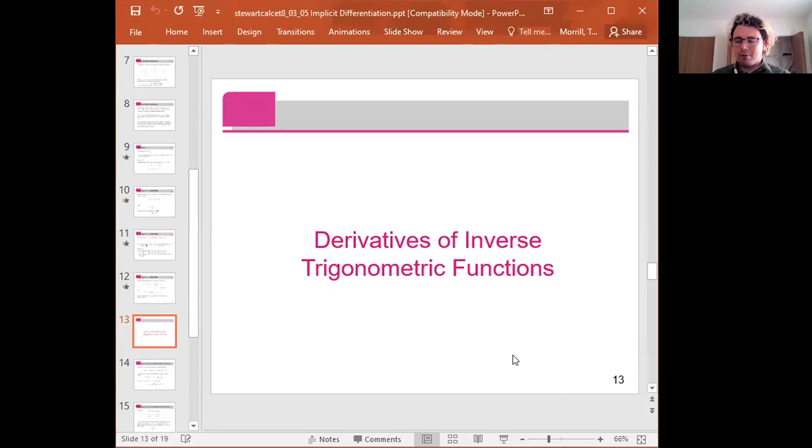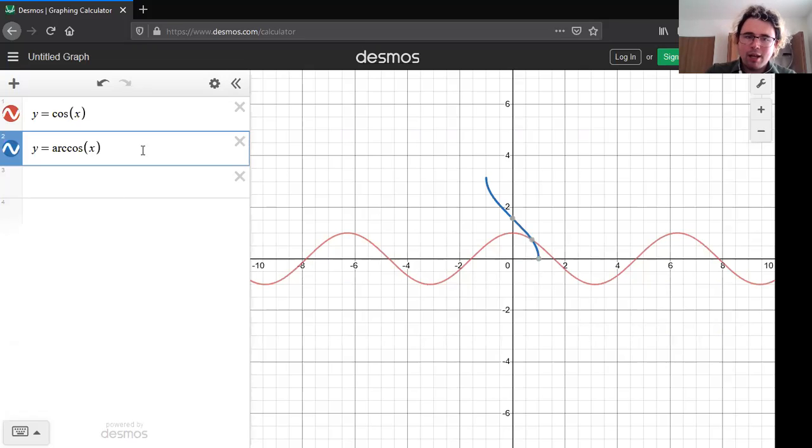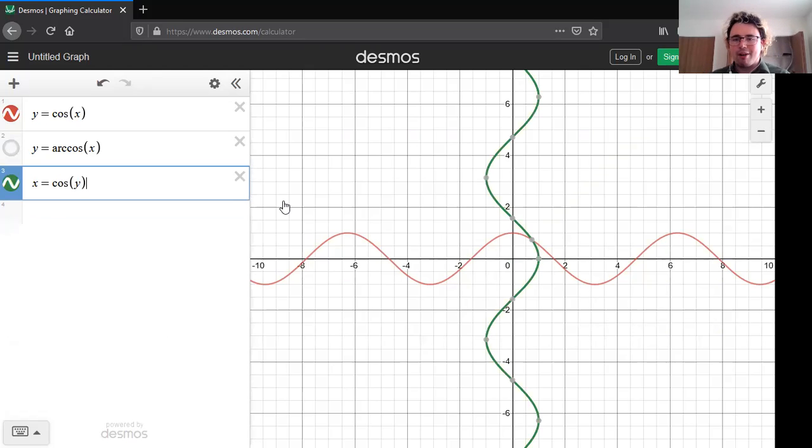Okay, so now that we've gotten some warm up with inverse functions, we'll be able to take the derivatives of the inverse trig functions. Now, the inverse trig functions are tricky. Here I've got y equals the cosine of x drawn in red. And if I just did my trick about swapping the variables and writing x equals cosine of y, then you can see that this green curve is not a function. It fails the vertical line test.